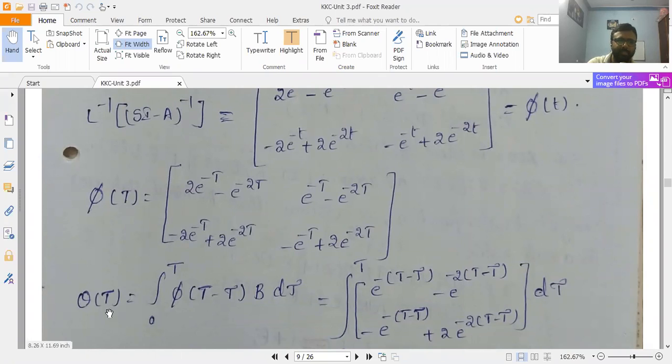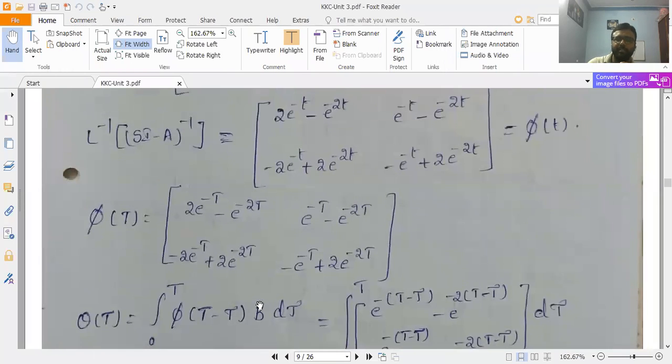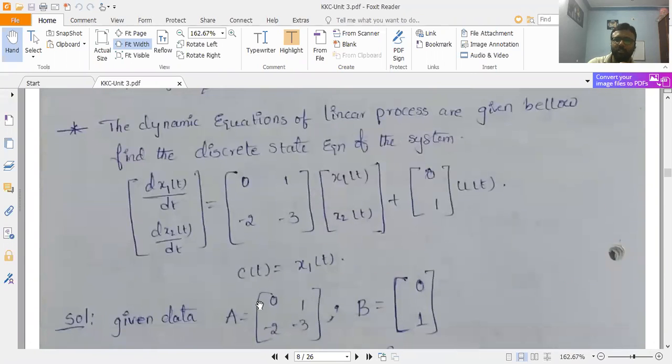Theta of T is nothing but the integral from 0 to T of phi of (T minus tau) into B d tau. This is the value represented in t, but we have to get the integral of phi of (T minus tau). T minus tau means just replacing this particular t with T minus tau, and it has to be multiplied with B. The B matrix we have obtained as a 2 by 1 matrix, that is [0; 1].